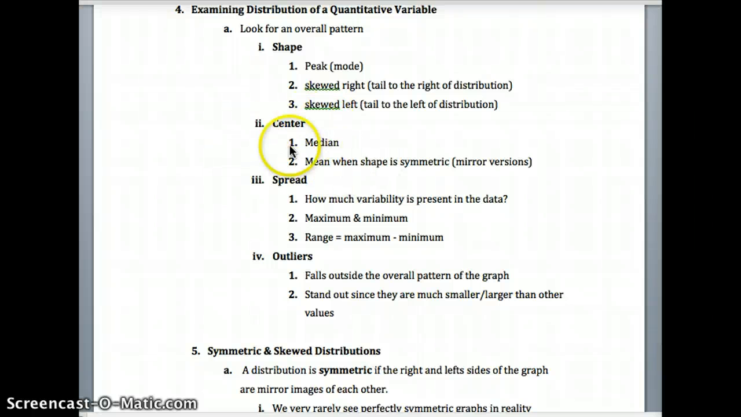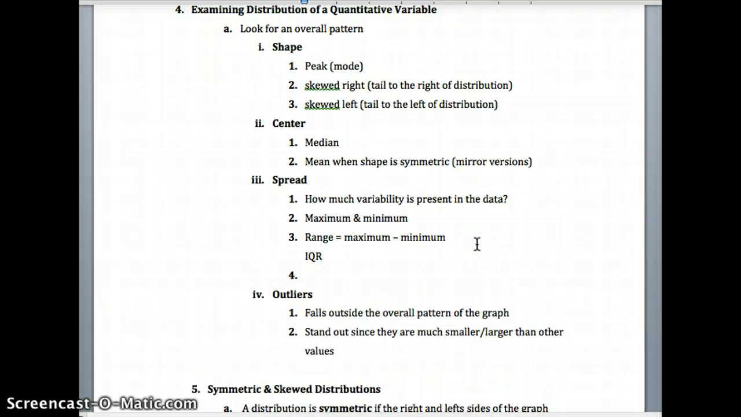We can use the median always as a measure of center. The mean makes a lot of sense when it's symmetric, and we'll talk about why we'd want to use the mean when it's symmetric as we go on. Like mirror versions, as if you put a mirror down the middle. Spread, we're going to look at the range. We can also look at the IQR and the standard deviation. So we use the IQR when skewed. We use standard deviation when symmetrical. Outliers fall outside the overall pattern of the graph. We'll talk about the definition of outliers soon.